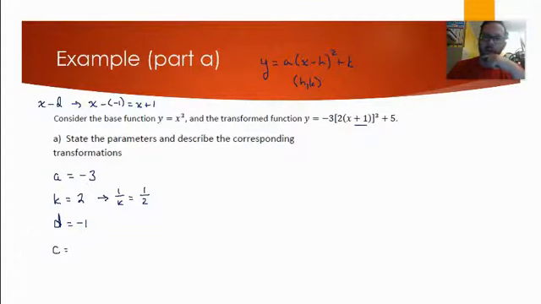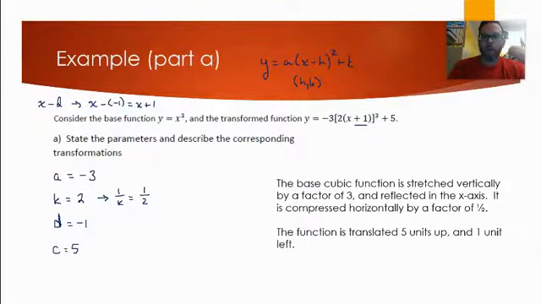And then finally, C on the end is +5. That's going to mean a vertical shift up by 5 units. So if we were to describe those in words, the base cubic function is stretched vertically by a factor of 3 and reflected in the x-axis. That takes care of A. It is compressed horizontally by a factor of 0.5. That's what we get from K. And then from D and C, the function is translated 5 units up and 1 unit left.